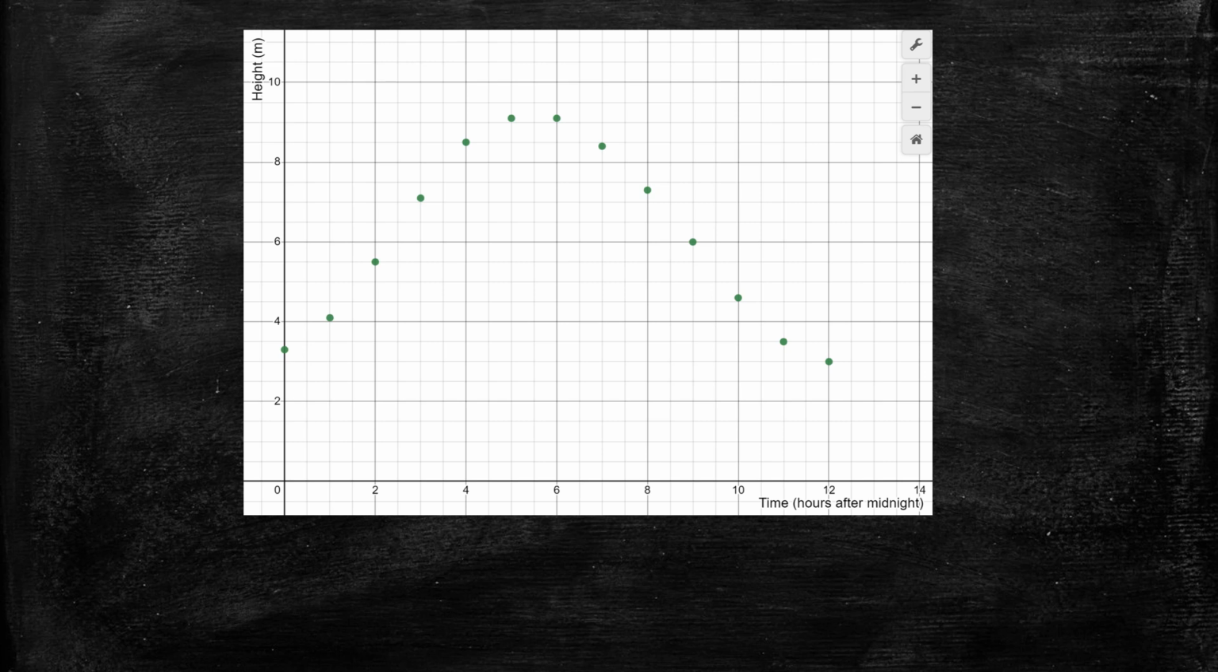But we know height is continuous because you can't get from one height to the other without passing all the other heights in between. So I'm going to connect the dots and make a continuous function.